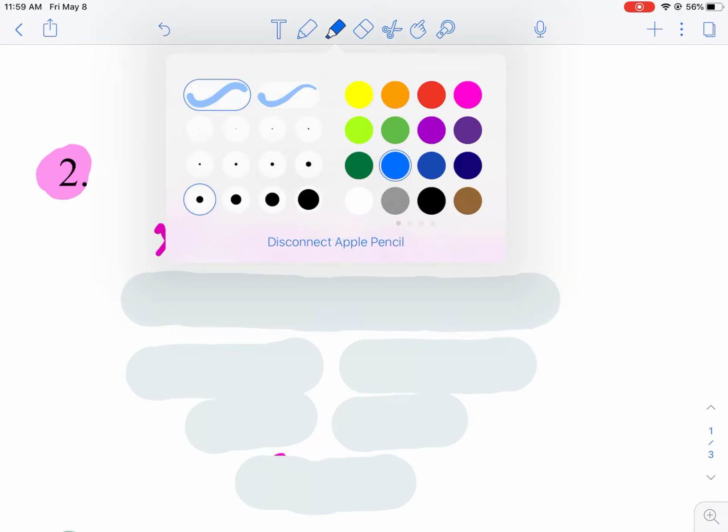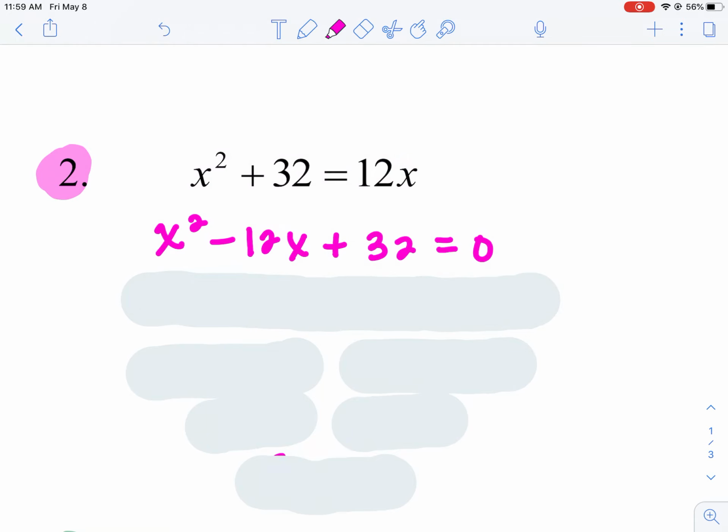Great. Now, in this case, we're subtracting the 12x, but we want to make sure we put it in the right spot. That x term goes in the middle there. This way it's set up in standard form, so it's a nice trinomial that you can now go ahead and factor.